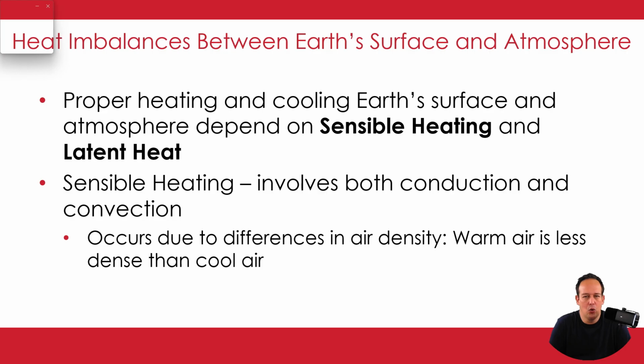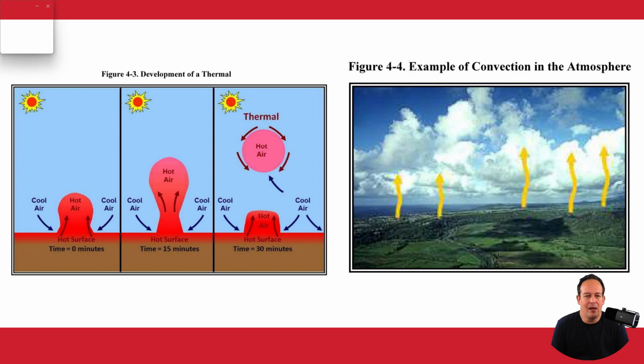Proper heating and cooling of the Earth's surface and the atmosphere depend on sensible heating and latent heat. I know we talked a little bit about latent heat previously, but sensible heating involves both conduction and convection of the air. It occurs due to differences in air density, because warm air is less dense than cool air. And here's an example of conduction on the left.